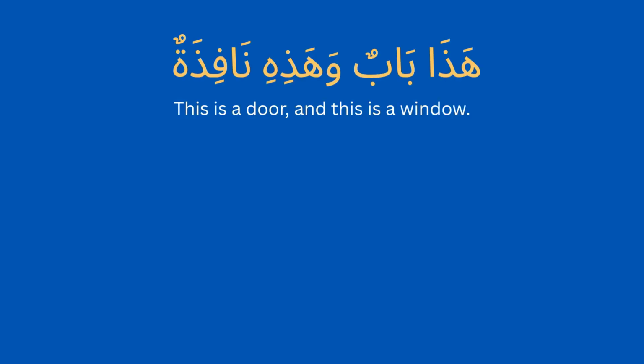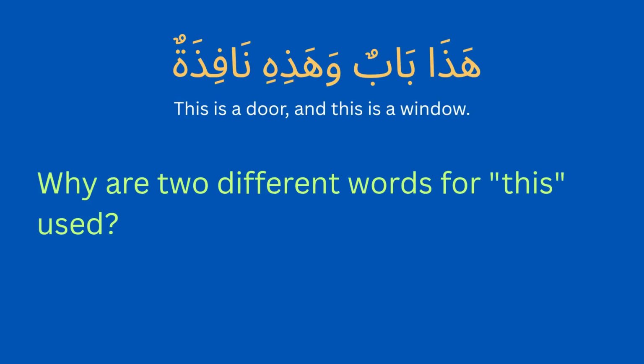Let's do some exercises. Read the text: هذا باب وهذه نافذة. This is a door and this is a window. The question: why are two different words for this used?